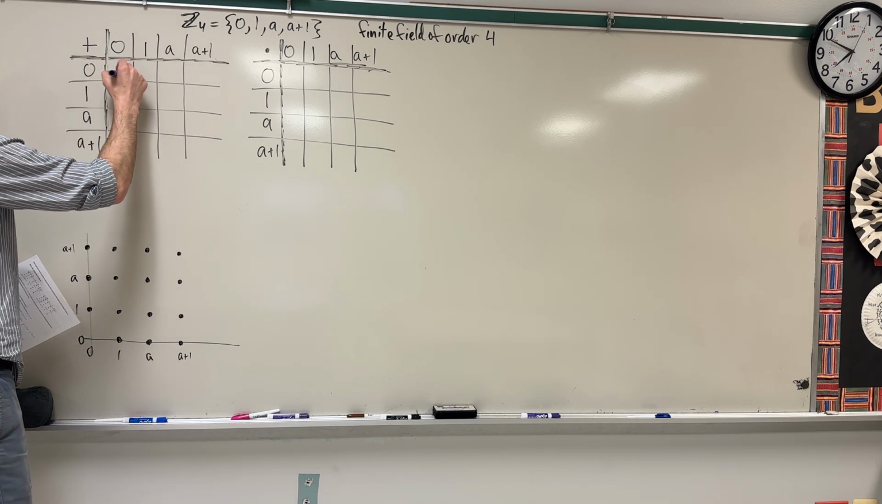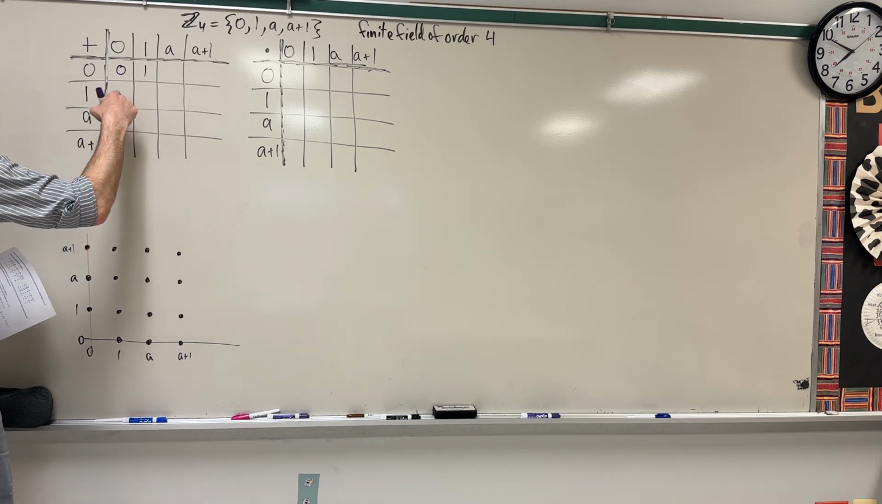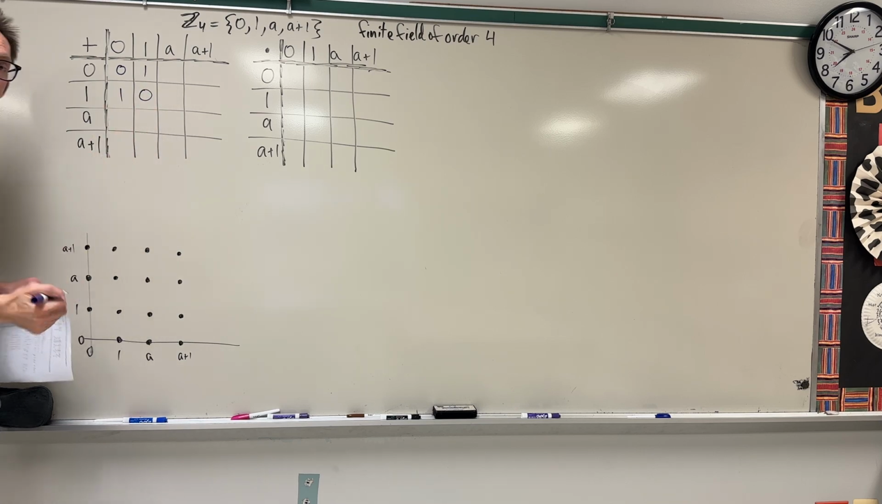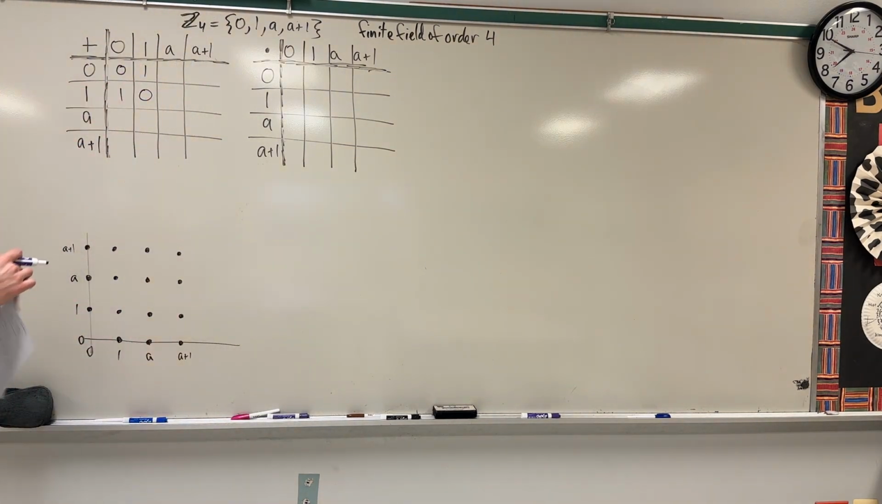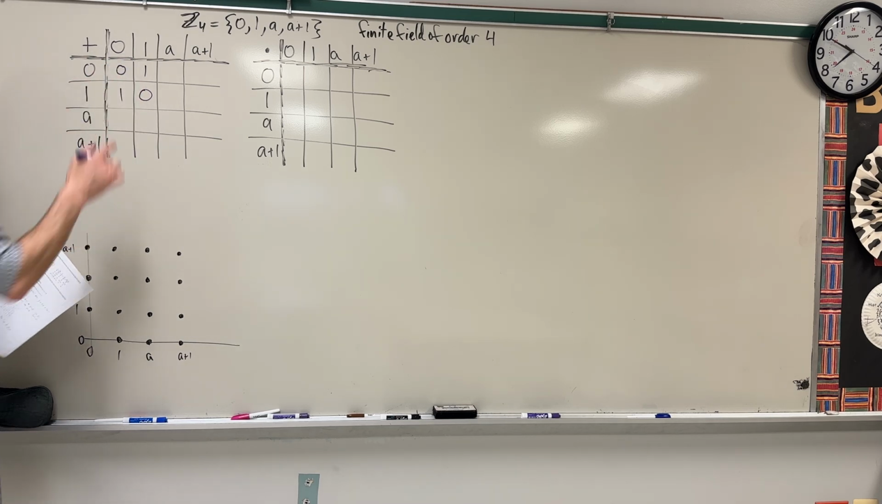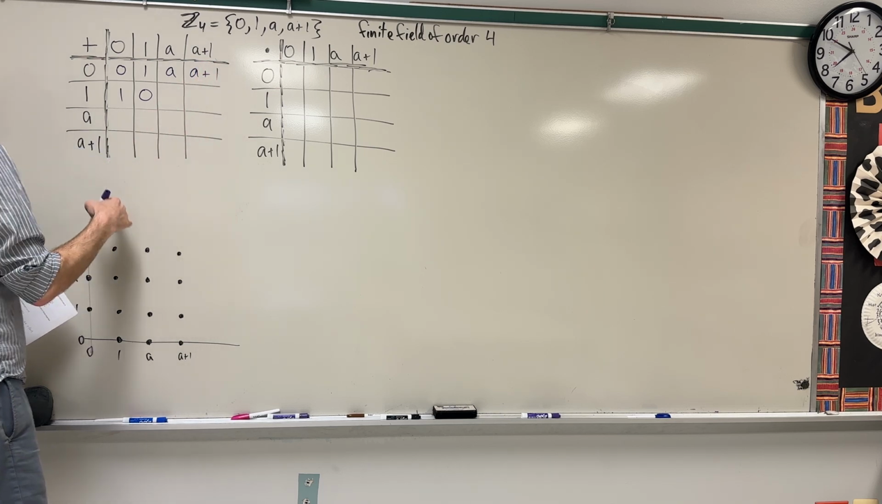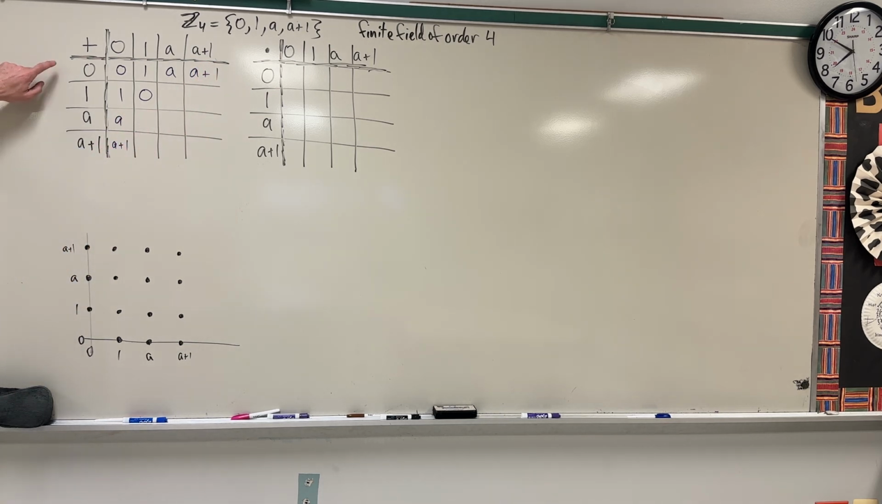In other words, when you add 0 to anything, you get that thing. So that's good to know. And 0 plus 1 is 1. 1 plus 1 is 0. So 1 and 0 have the same relationship as if we were doing arithmetic mod 2. Also, when you add 0 to A, you just get A. When you add 0 to A plus 1, you just get A plus 1. And so 0 is going to be the additive identity element here.